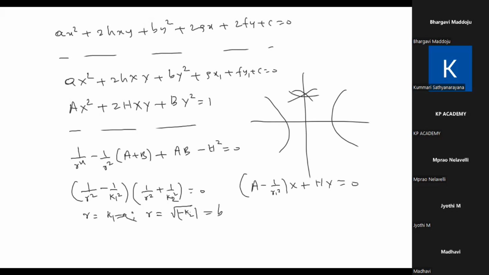Now we'll see some other topic. So these are the general conic properties. Generally it is not there in Mains, but usually they ask it in Advanced only.